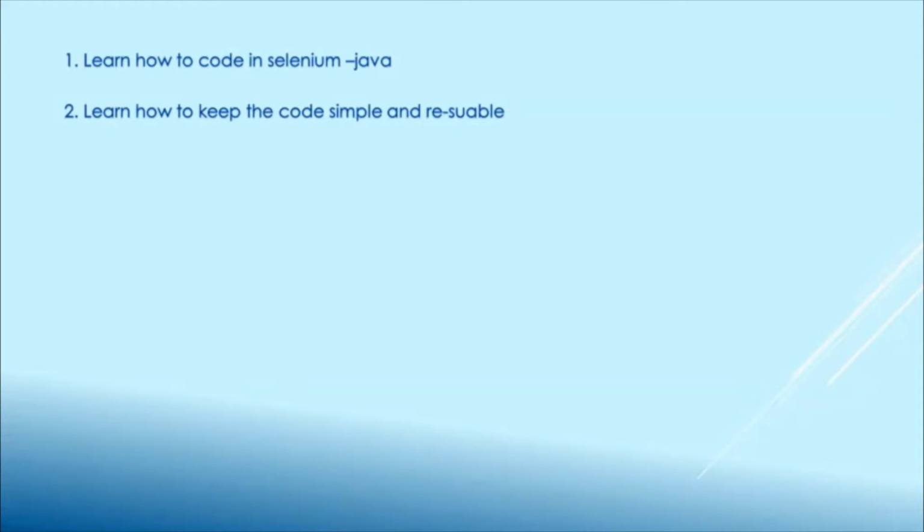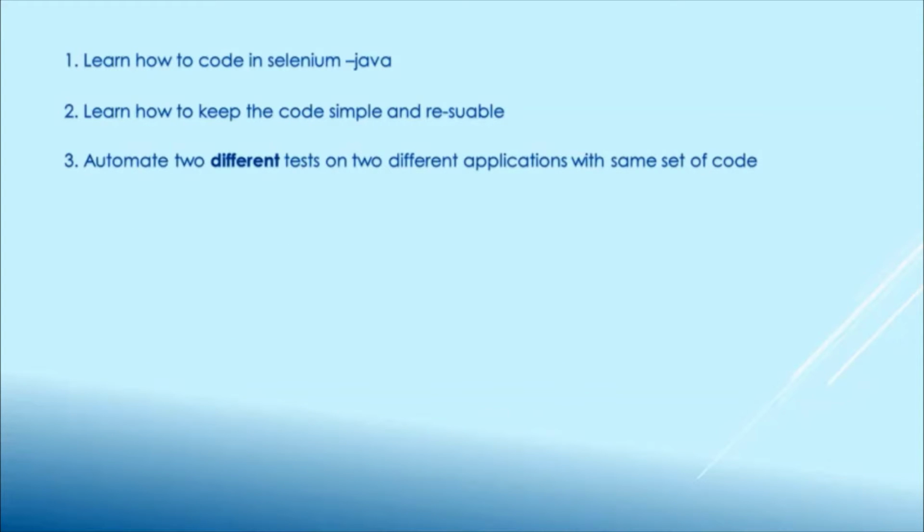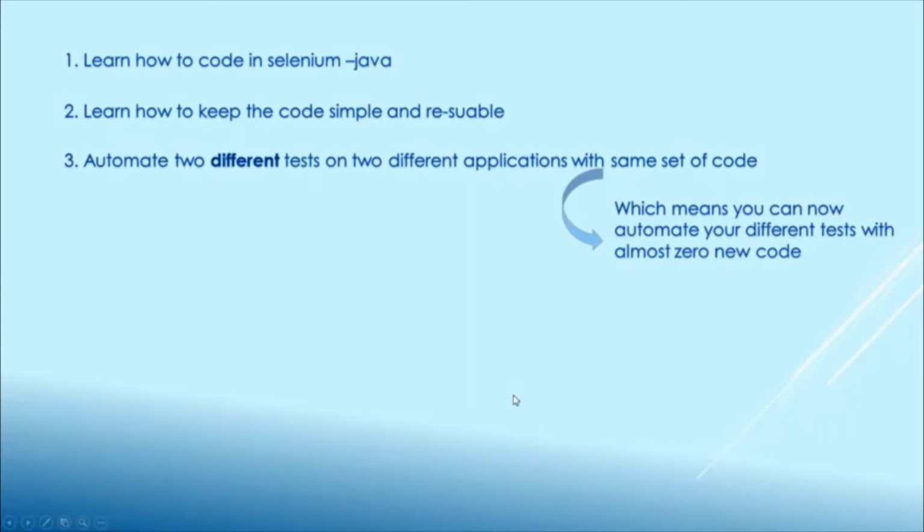So after we are done with one and two, we will automate two different test scenarios on two different applications using the same set of code that we developed. Which means that once you have that code available in your framework, you will be able to automate different tests with almost zero code.